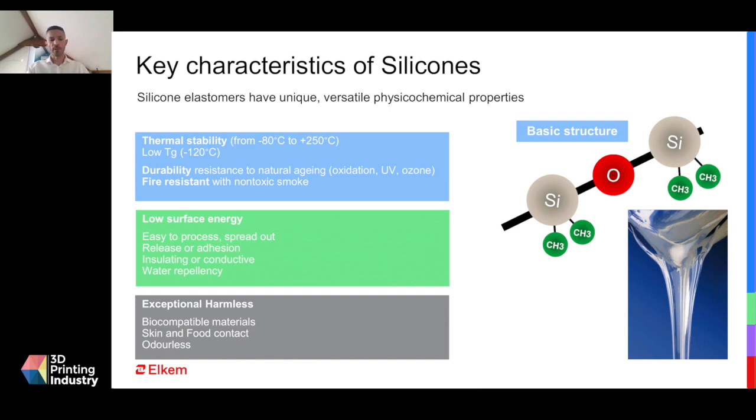Also, you will have very good fire resistance of silicone material and a release of non-toxic smoke if you burn it. The other properties are low surface energy, but also exceptional harmlessness. That's why we have used silicone elastomer for many years, for example, for healthcare or also food contact applications.